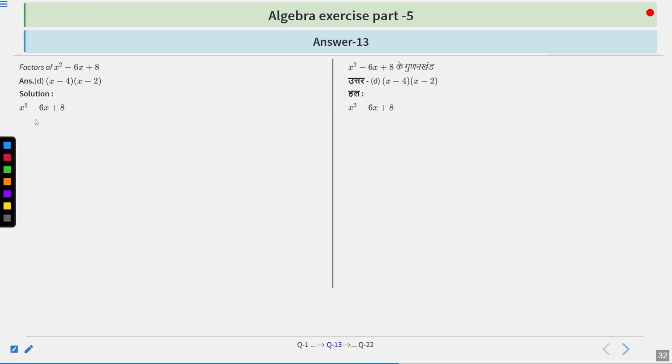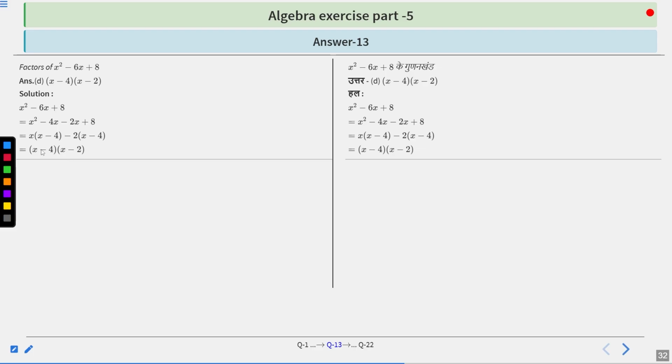So the given expression was x square minus 6x plus 8. Minus 6x can be written as minus 4x minus 2x. So our equation becomes x square minus 4x minus 2x plus 8. Taking x common from the first two terms, we get x into x minus 4. And taking minus 2 common from the last two terms, we get minus 2 into x minus 4. So the factors are x minus 4 into x minus 2. Option number D is the correct answer.